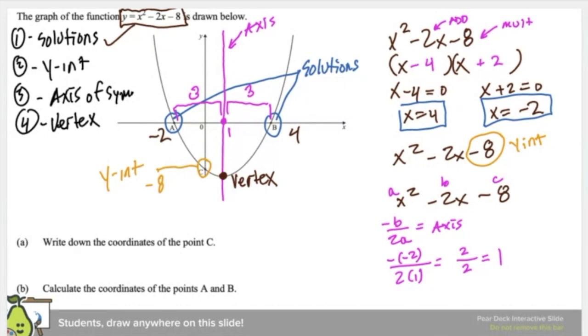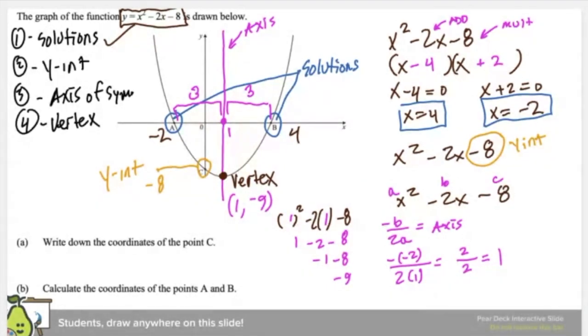Oh, the vertex. So the vertex, I already know x is 1 there. Got to find the y value. I just put that 1 into the equation and solve. And I'll do that here. 1 squared minus 2 minus 8. Put in 1 there. What would I get? So 1 minus 2 minus 8. 1 minus 2 is negative 1. Minus 8 is negative 9. So this will be negative 9. So now I have all the information I need in my picture.